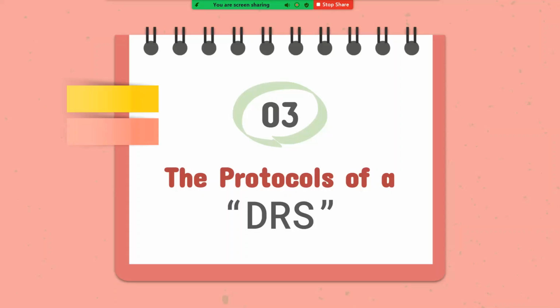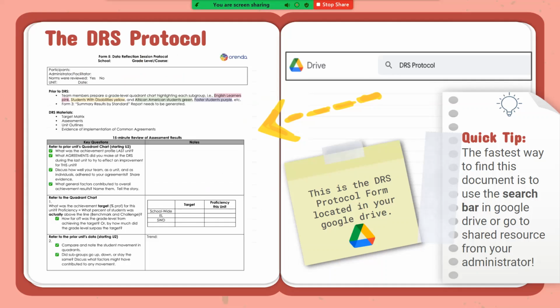Next, we will be discussing the protocols of a DRS. This is the form located in your drive, shared by your administrator, that you will use to complete the DRS session. Now, while your administrator has shared this with you, another quick way to find this form is simply using the search bar in your drive and searching DRS protocol. This should pull up your DRS protocol form for your grade level.